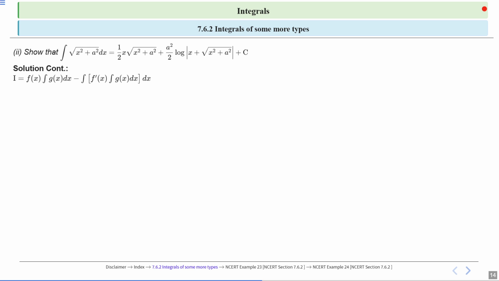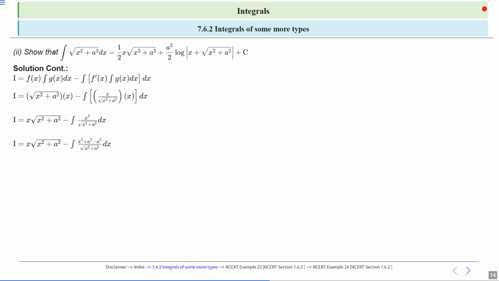So the formula is f(x) times the integration of g(x), minus the integration of the differentiation of f(x) into the integration of g(x), and then the integration of the whole block. As the value of f(x) is root under x square plus a square, the integration of g(x) is x, and the differentiation of f(x) is x by root under x square plus a square, and the integration of g(x) is x. So we get I is equal to x into root under x square plus a square minus the integration of x square by root under x square plus a square dx.